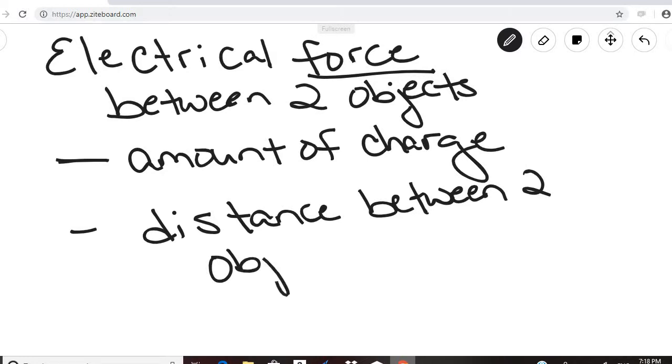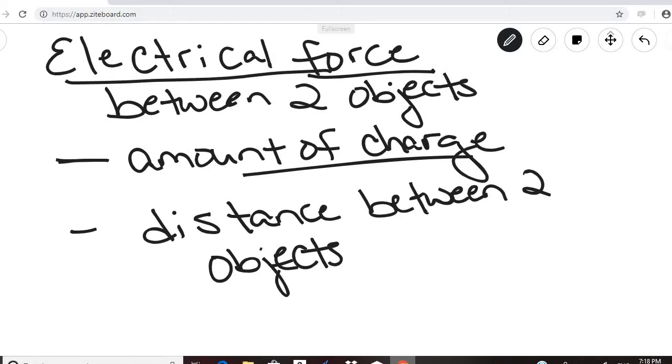So the greater the amount of charge, the greater will be the electrical force. If you have two objects with a greater charge on them, you will have a greater electrical force. And with regard to distance, the closer the objects are to each other, the greater will be the electrical force. So what we've just said is that the electrical force is directly proportional to the amount of charge, and it's inversely proportional to the distance between them.